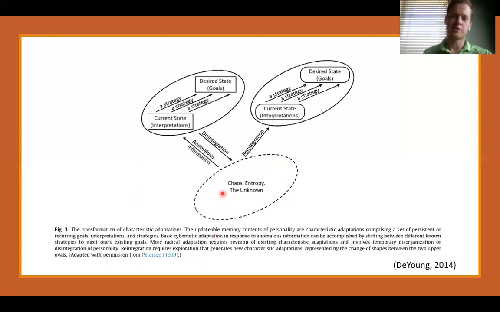So someone who's more neurotic is going to see more of the threatening side of the unknown. Someone who is higher in openness is able to see more of the positive aspects of the unknown. And then if used properly, you reintegrate, and these are different shapes here. That's a rectangle, and this is more of a circle. And that signifies a change, that you changed something there.